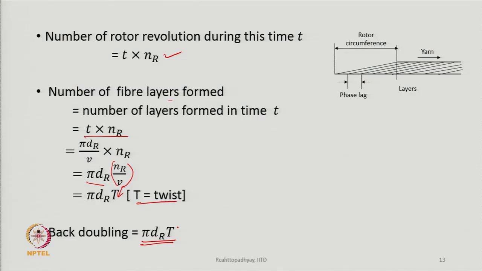So, back doubling therefore depends upon how much twist you are keeping into the rotor and what is the diameter of the rotor. So, larger diameter means more back doubling, and therefore, you can say more uniform could be the yarn.